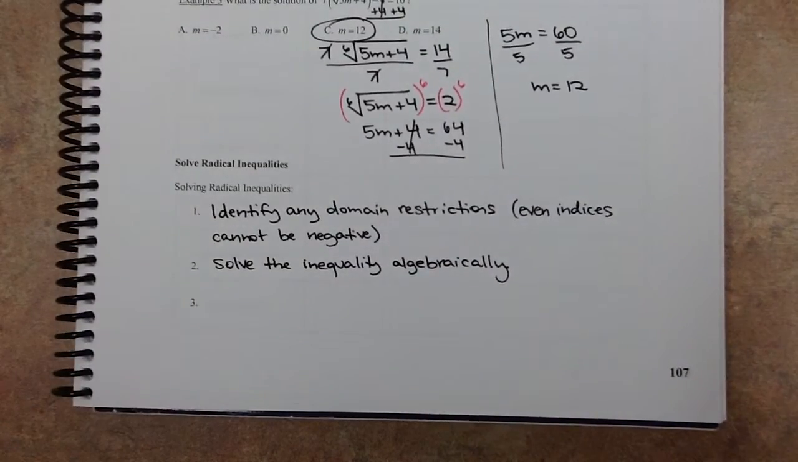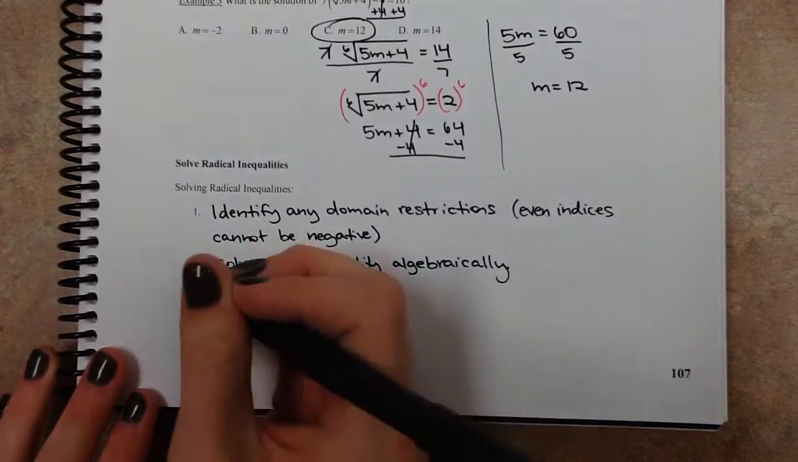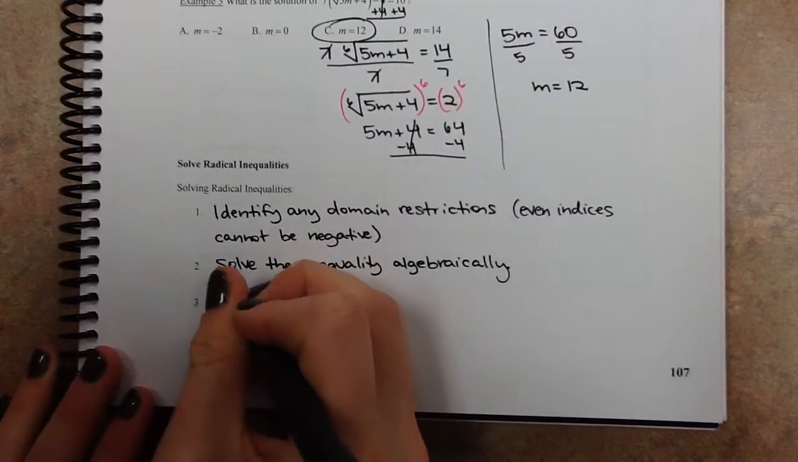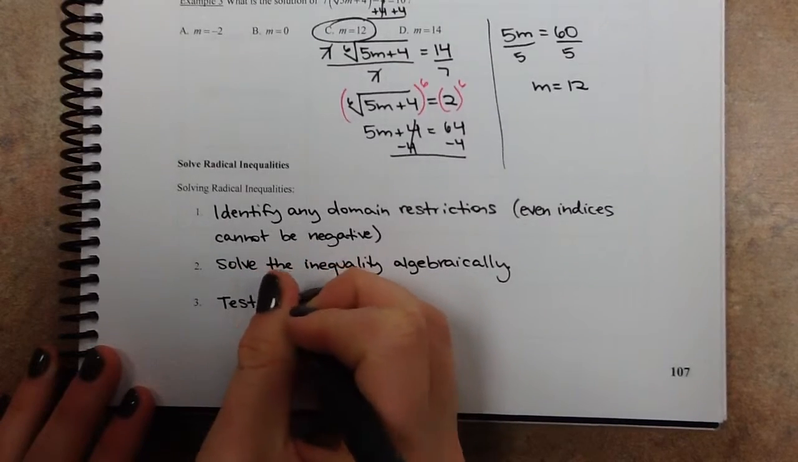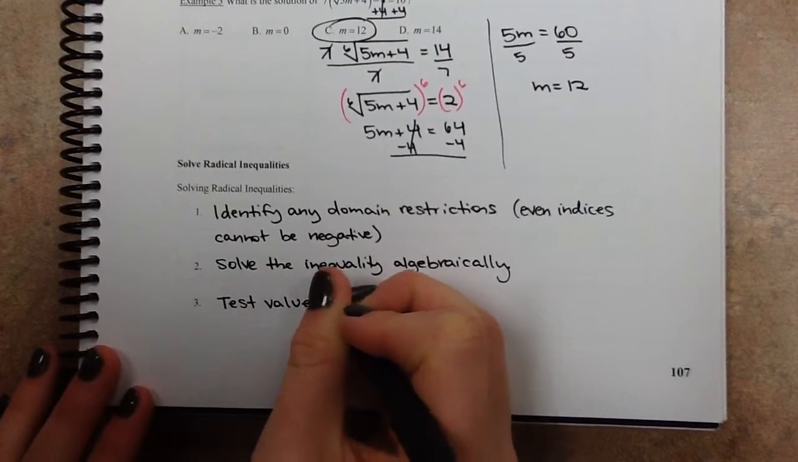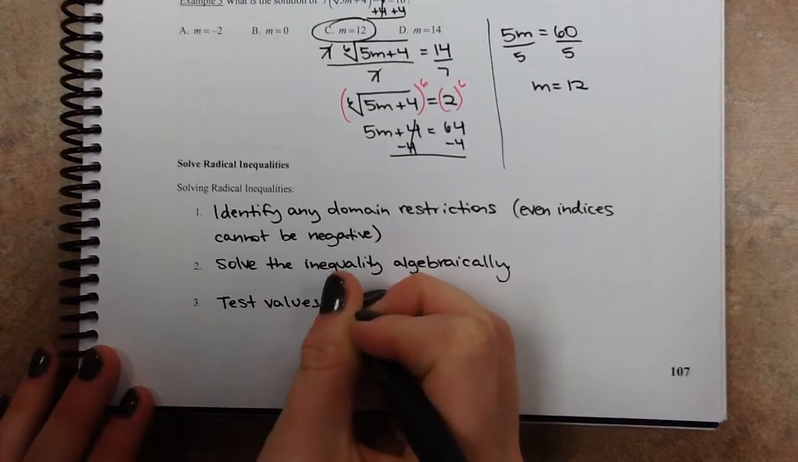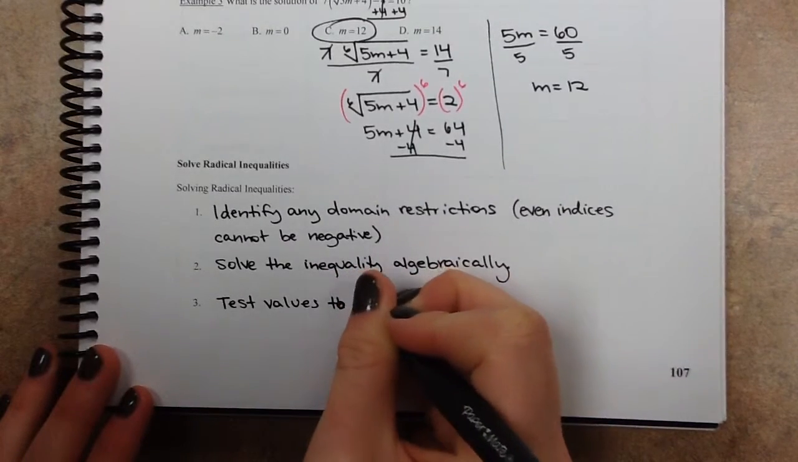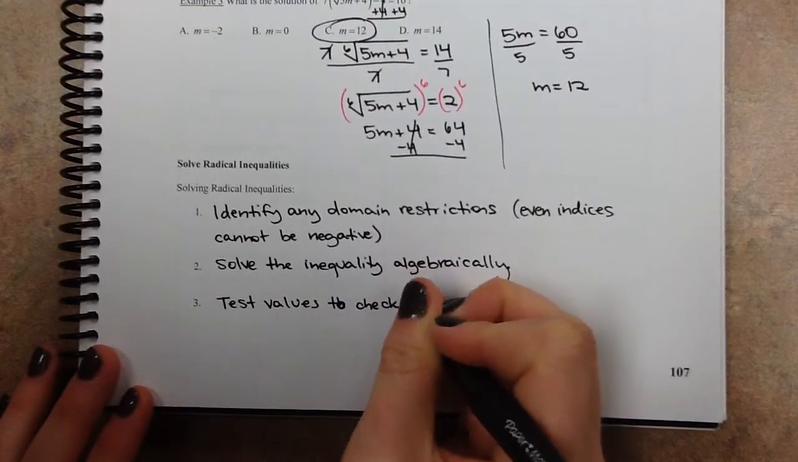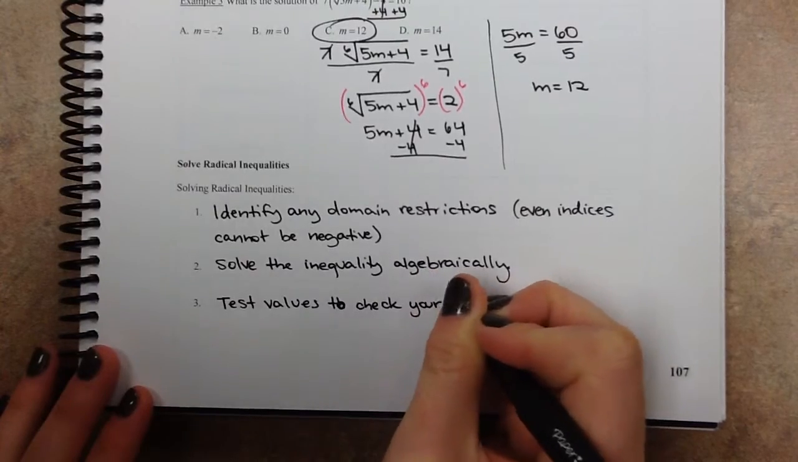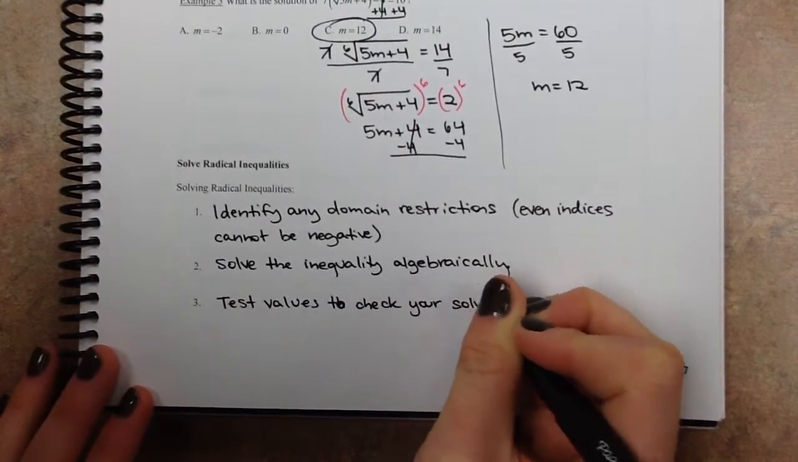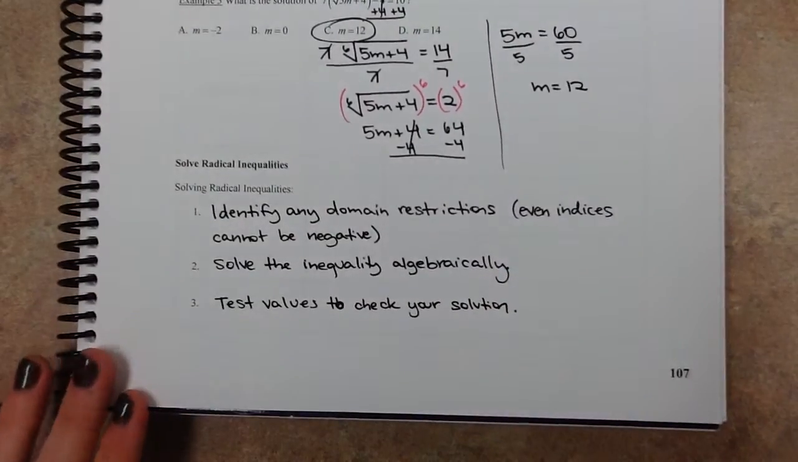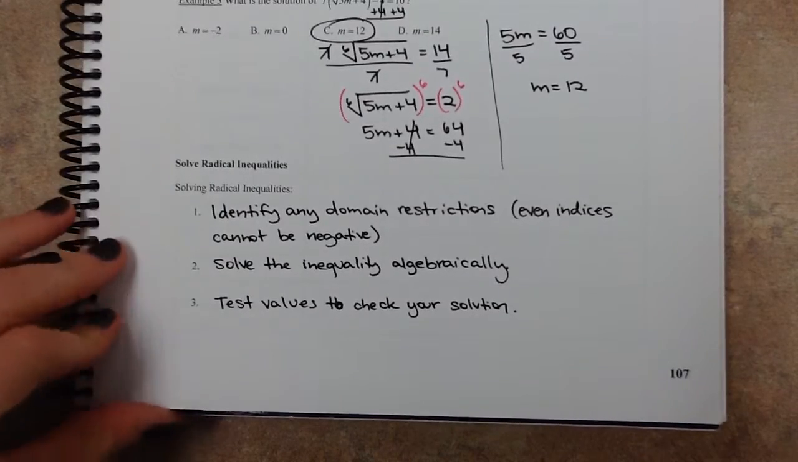Solve the inequality algebraically, and then you're going to want to check your answers. So you're going to test some different values to check your solution. Oops, sorry, that should be 2. Okay, so those are your steps. We're going to follow those 3 steps with the next 2 examples.